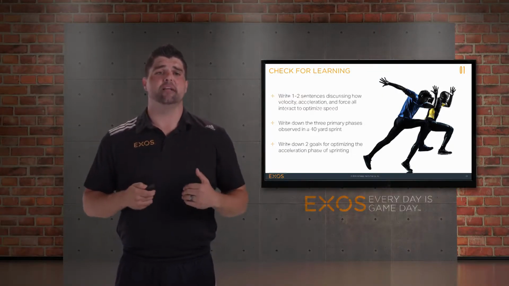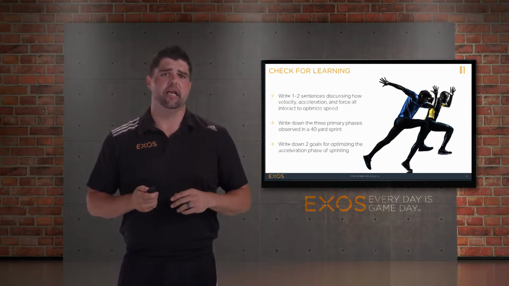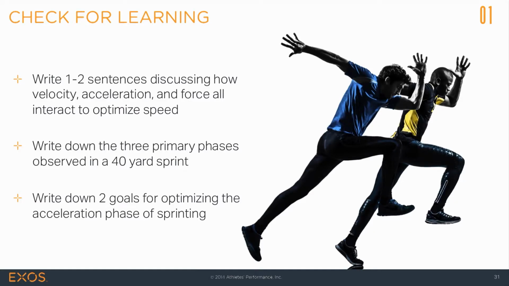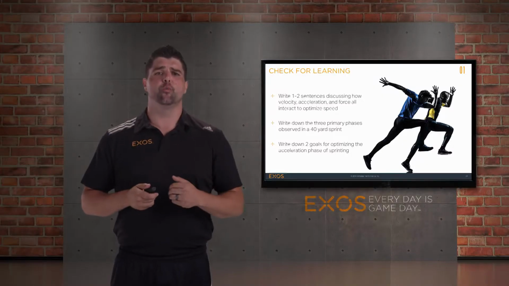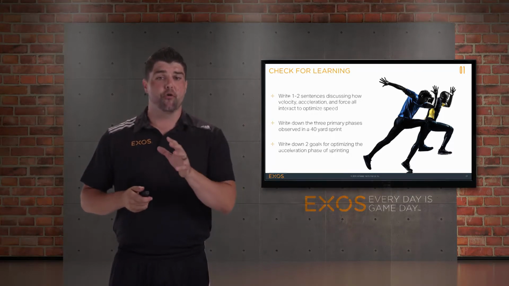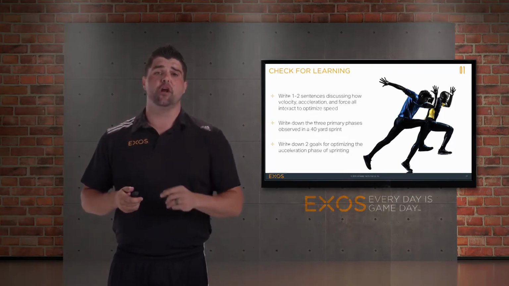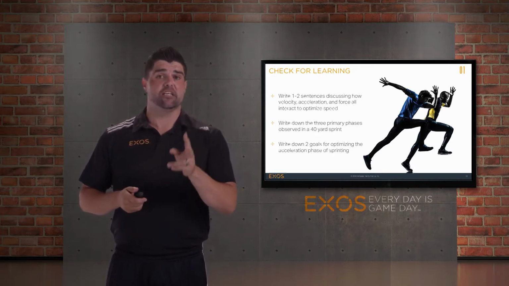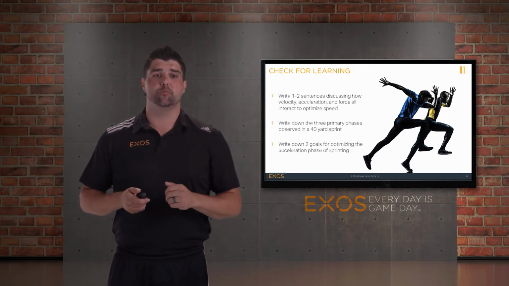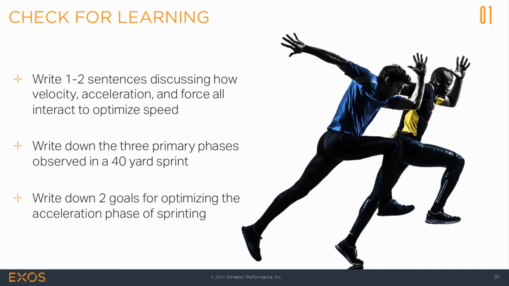So in looking at that, that was a ton of information. So let's take some time now to digest that with our first check for learning. Go ahead and write down 1 to 2 sentences discussing how velocity, acceleration, and force all interact to optimize speed. Try to put it into your own words if you can. Write down the 3 primary phases observed in the 40-yard sprint, remembering that acceleration has 2 subphases, and then we have absolute speed. And then finally, let's write down 2 goals for optimizing the acceleration phase of sprinting, considering both technical demands as well as overall force characteristics.